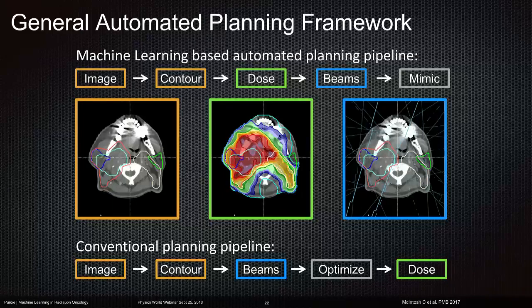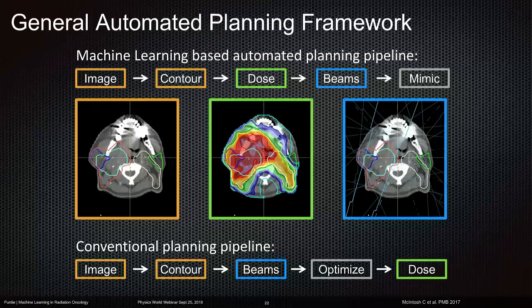And through machine learning, based on these two inputs of an image and contour, we basically say this is a predicted dose. From that dose, we can infer or extract a reasonable beam geometry. And so we just need a beam geometry, and then we can apply mimicking technology, which is commonplace in RayStation, to then make these beams modulated and deliverable, so completely deliverable.